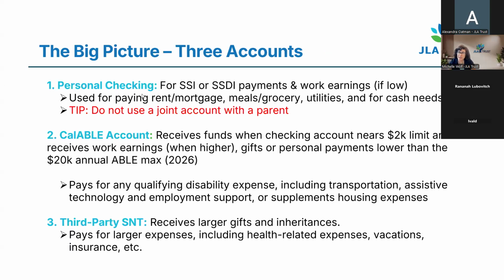So the big picture is that a lot of our adult children are going to need all three accounts: a personal checking account for those Treasury automatic ACH payments, also work earnings if they're on the lower side, and then a CalAble account if someone is able to earn more money. It's going to benefit them to put those earnings, that earned income, into a CalAble account. And then that third-party special needs trust, again, is going to be that nest egg, that retirement fund, mostly for use in the future, and maybe being used to pay for extraordinary expenses that just can't be covered any other way.